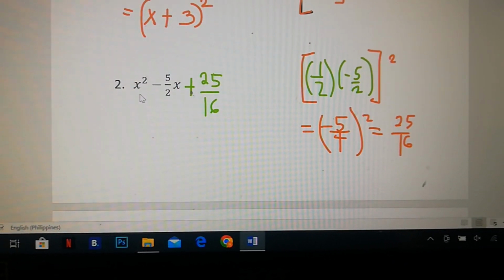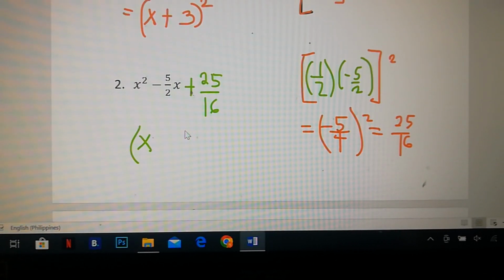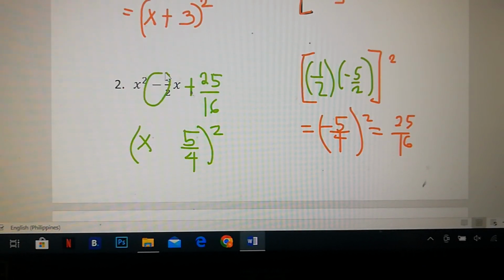The square root of x squared is x. And what is the square root of 25 over 16? That is 5 over 4, squared. Now what is the sign? It should be negative. So your answer must be x minus 5 over 4 quantity squared.